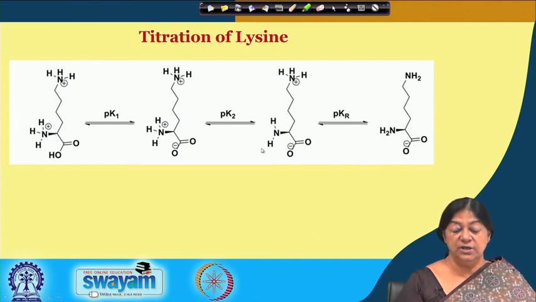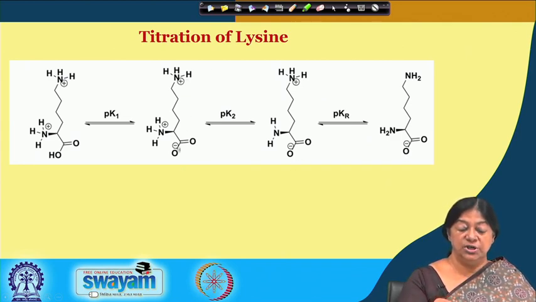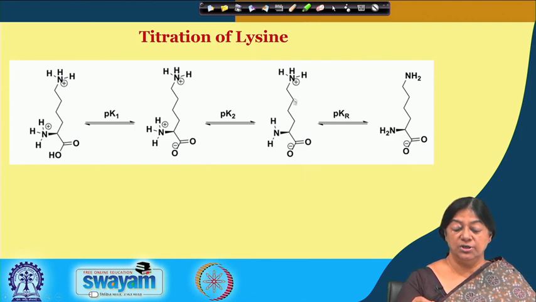We are interested in charge changes from +1 to 0 to -1. So, what is the charge here? +1. What is the charge here? 0. What is the charge here? -1. What are the two pK values responsible for this? pK2, pKr. So, what will be the PI of lysine? It will be pK2 plus pKr divided by 2. So, that is how we will be able to determine the PI values of these specific amino acids.